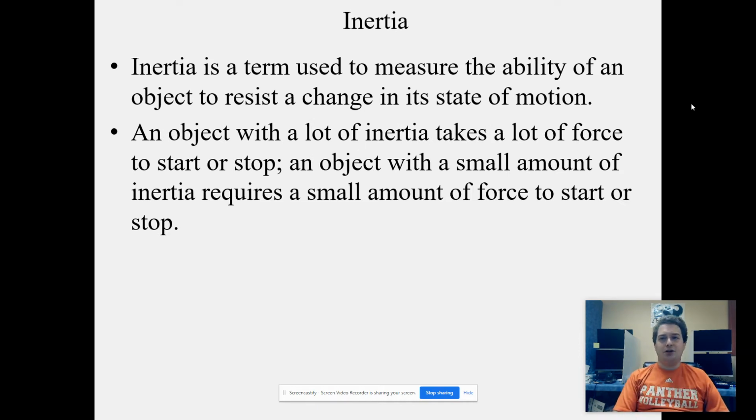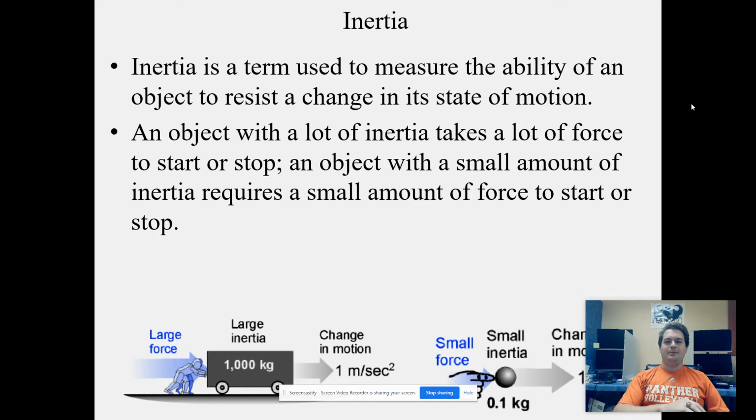An object with a lot of inertia takes a lot of force to start or stop. An object with a small amount of inertia requires a small amount of force to start and stop. Okay?